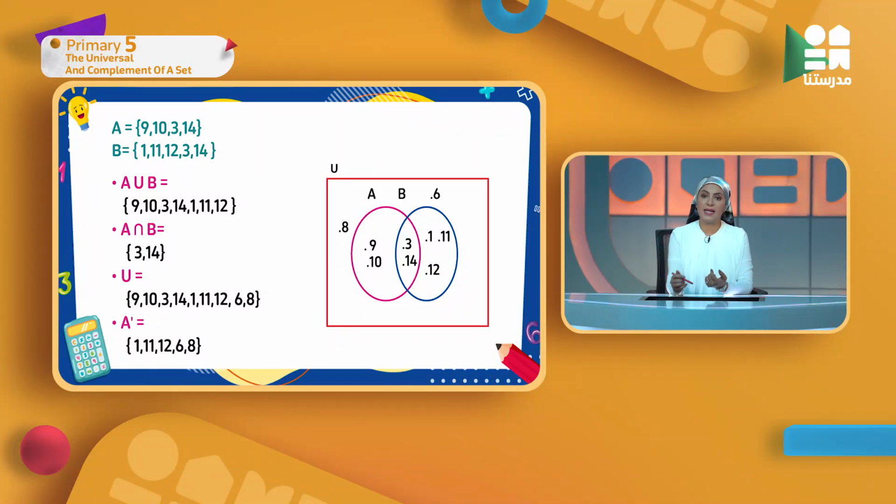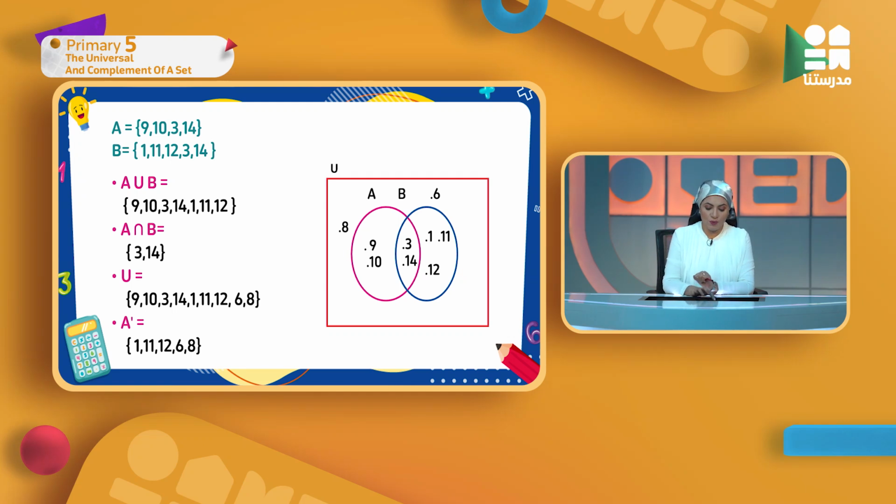The A complement is the set of elements which are not in A, which complete A, in U. يبقى كل الاليمنتس الموجوده in U مش in B بس، لا in U، كل الاليمنتس موجوده in U بس مش موجوده in A. فهيبقى عندي الاليمنتس بتاعه A 9 10 3 and 14 هبعد عنهم خالص وهاخد كل الاليمنتس بعد كده اللي موجوده in U غير الاليمنتس دي which are 1 11 12 6 and 8.